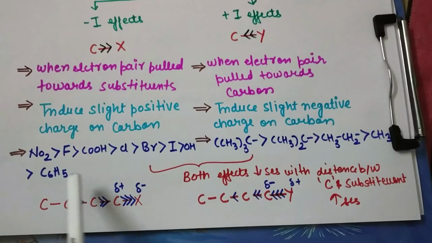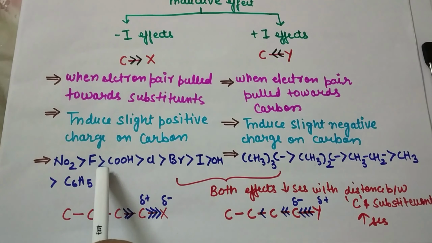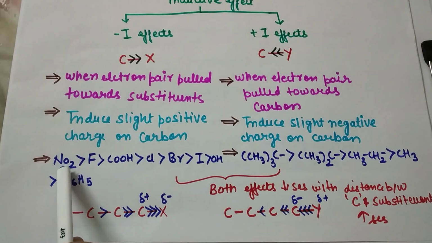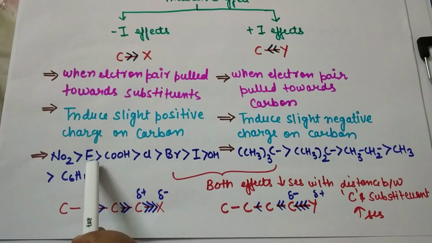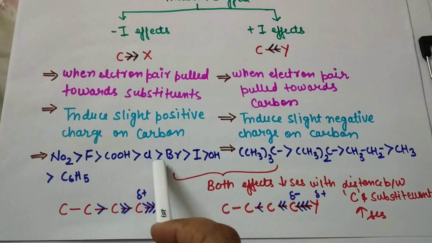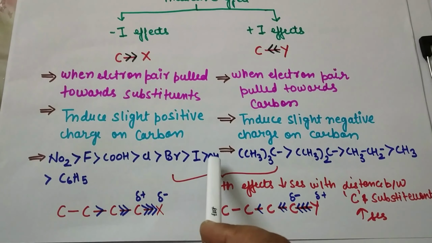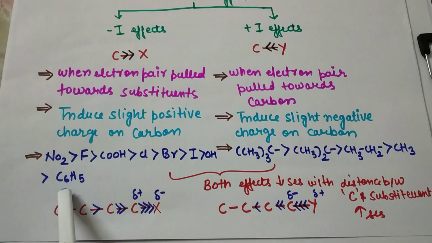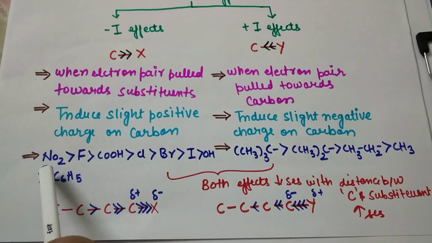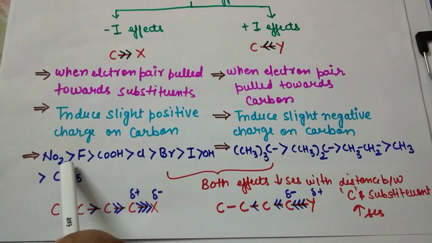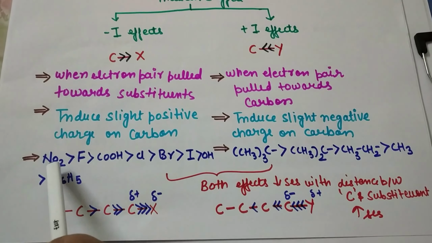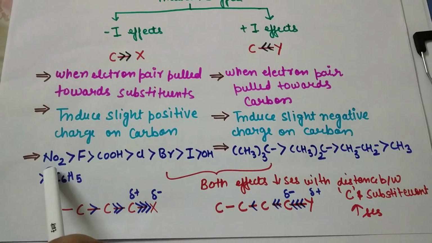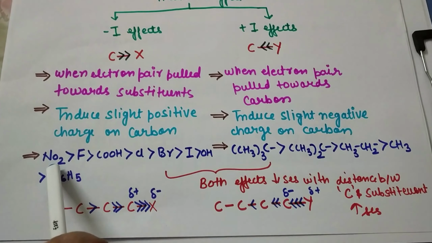So here you can see these are the groups which induce the minus I effect, like NO2 nitro group will show the maximum minus I effect, then fluorine, then COH, then chlorine, then bromine, then iodine, and then hydroxy group, and then benzene ring. So if NO2 group is present, it will show the maximum minus I effect because of high electronegativity value. It will pull electrons from carbon more.